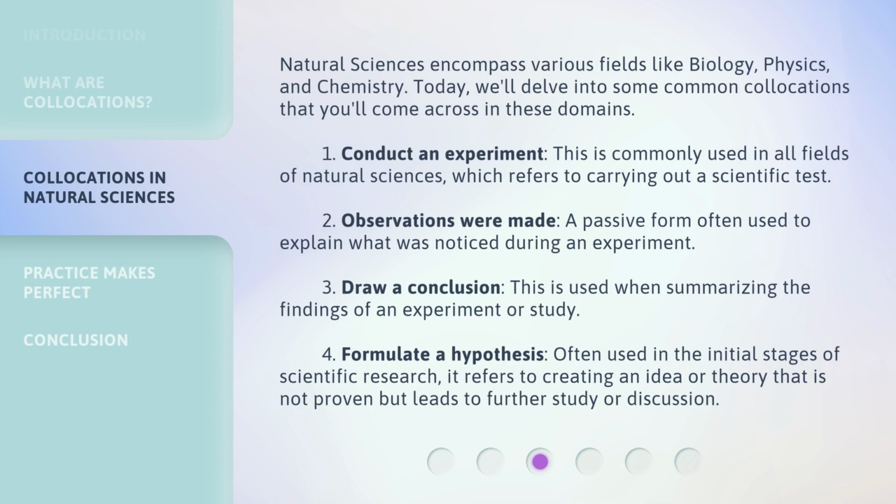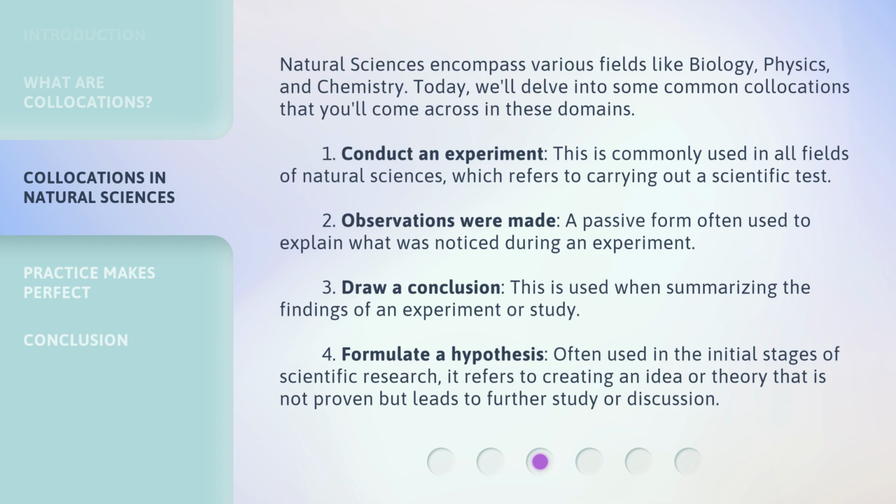Natural sciences encompass various fields like biology, physics, and chemistry. Today, we'll delve into some common collocations that you'll come across in these domains. 1. Conduct an experiment. This is commonly used in all fields of natural sciences, which refers to carrying out a scientific test. 2. Observations were made. A passive form often used to explain what was noticed during an experiment.